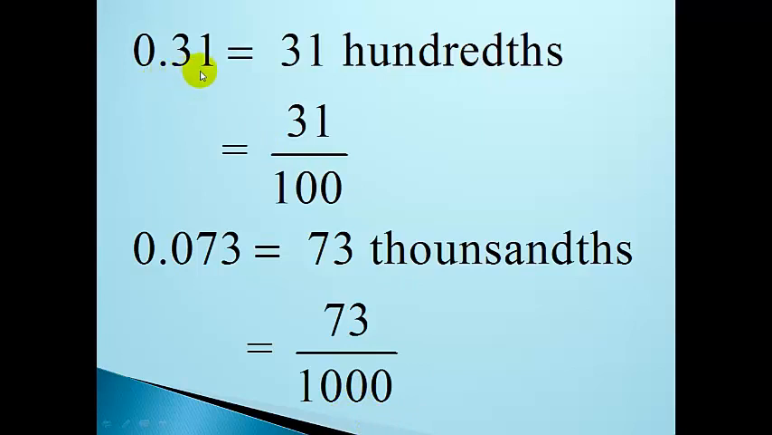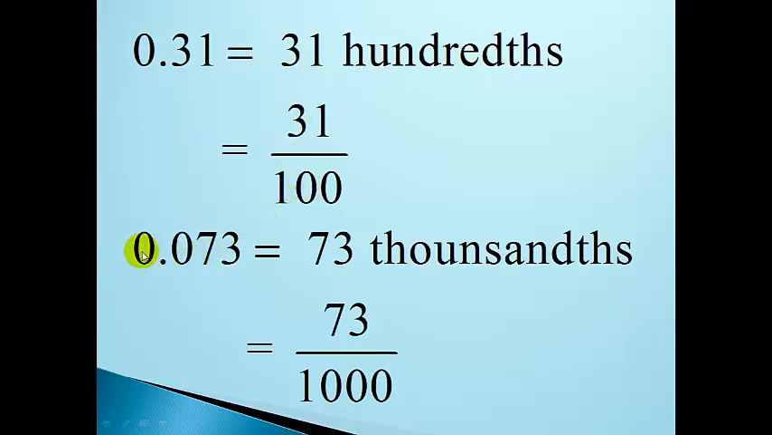Now 0.31. So we have two digits after the decimal point. That means that 31 is occupying the first two digits after the decimal point. That's the tenth position and the hundredth position. So in all, we say 0.31 is equal to 31 hundredths, and that is equal to 31 over 100.